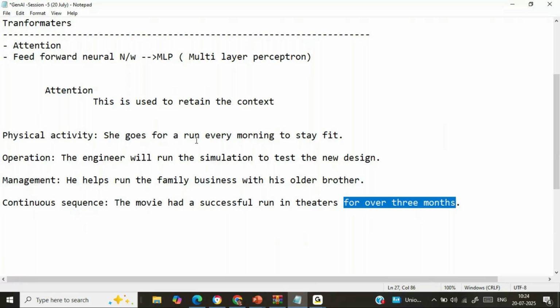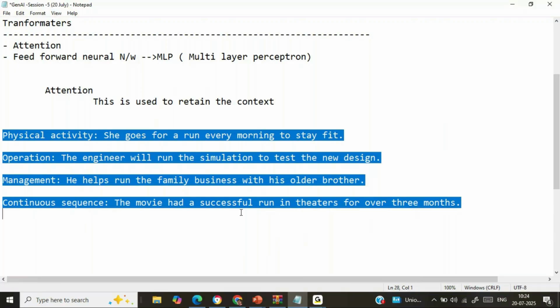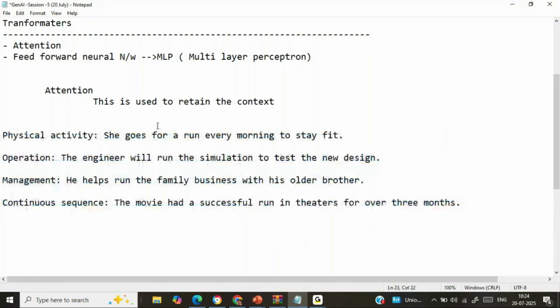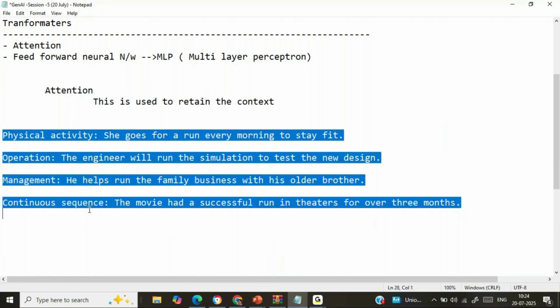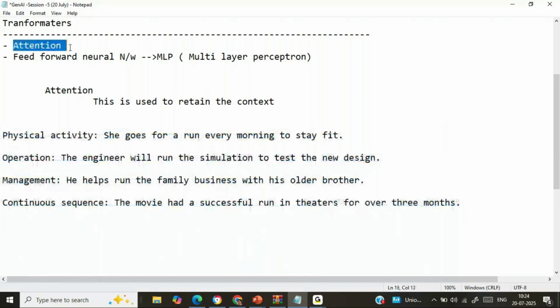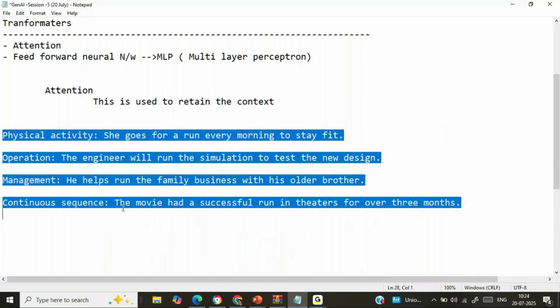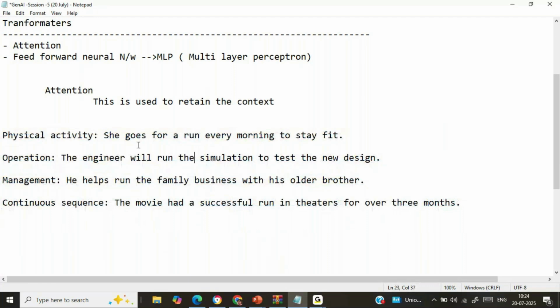Over here, friends, what we are able to see is that the word run is used multiple times, but in each sentence run has a different meaning. And that's what the context is, right? This is the task of the attention block, to retain this context, like with respect to which run I'm talking about. She goes for a run every morning to stay fit, so over here I'm talking about the physical activity.